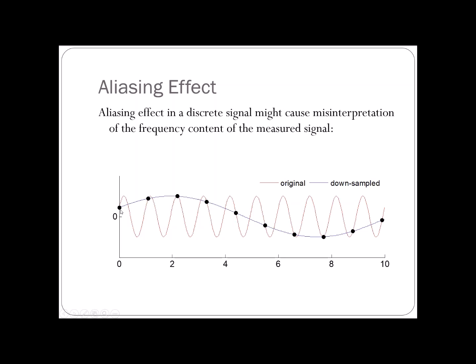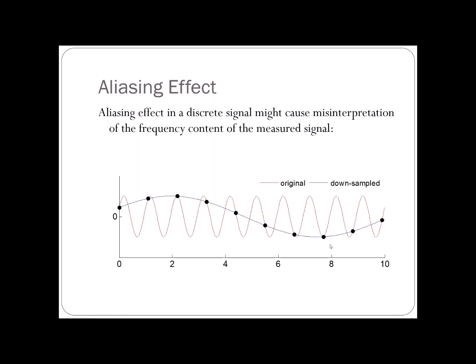When I capture it only at those intervals, the black dots are what I capture. Having these black dots, when I try to reconstruct the signal, what I normally do is just connect dot by dot, right? And if I connect dot by dot, what will happen? I will get this blue signal. Instead of getting the information of this red signal, I only get the blue signal.